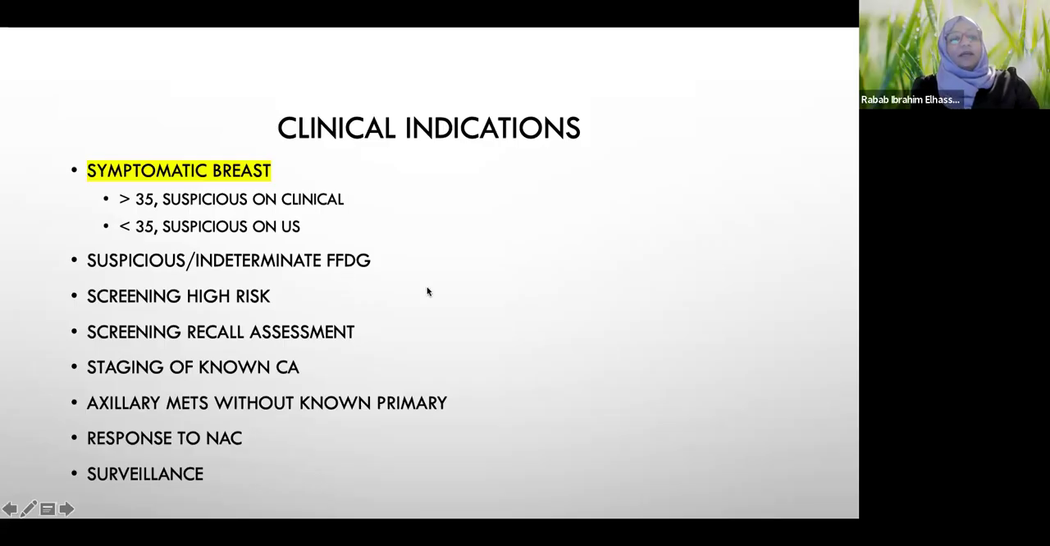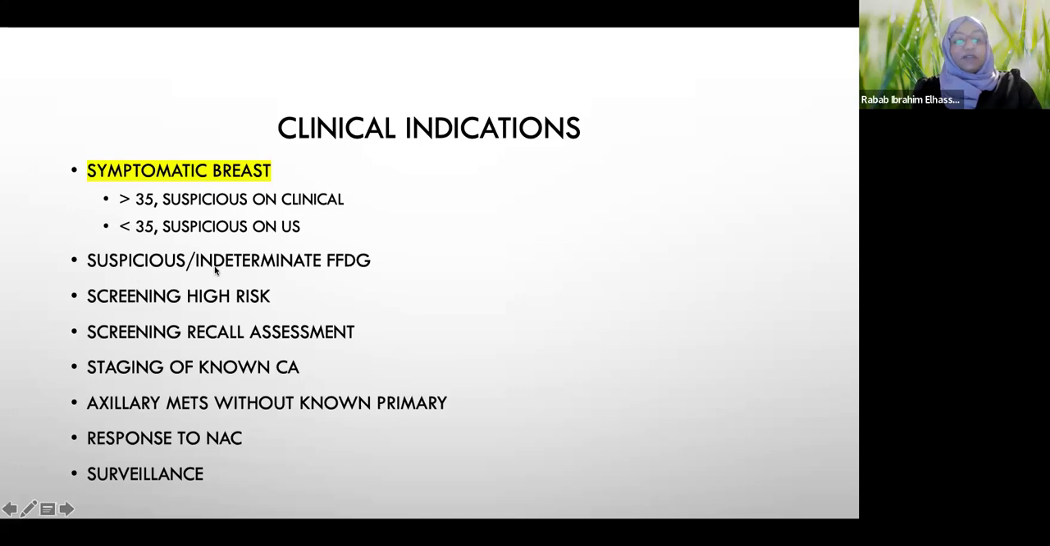Also, if we have a lady that's younger than 35 years of age, who normally goes for ultrasound first, but the ultrasound is suspicious, we preferably send them for contrast enhanced mammogram rather than a conventional mammogram.